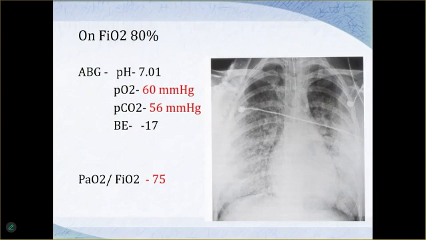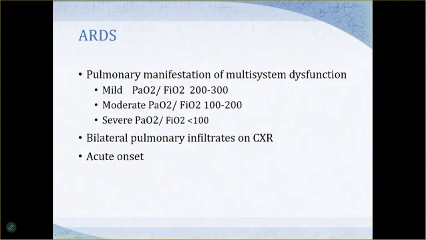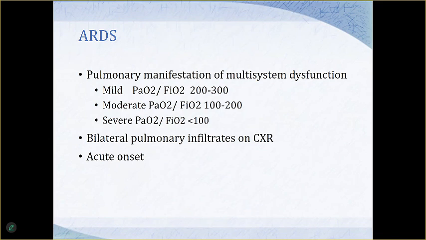Now this patient is in severe ARDS, so let me remind you about ARDS a little bit. The 2012 Berlin recommendations classify mild, moderate, and severe ARDS. It is a pulmonary manifestation of multi-system dysfunction, which we call acute respiratory distress syndrome. Mild ARDS is where the PF ratio is between 200 and 300 with a PEEP over 5, moderate ARDS is where the PF ratio is between 100 and 200 with a PEEP of more than 5, and severe ARDS is where the PF ratio is less than 100 with a PEEP over 10.